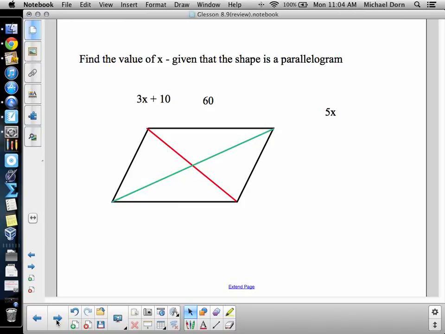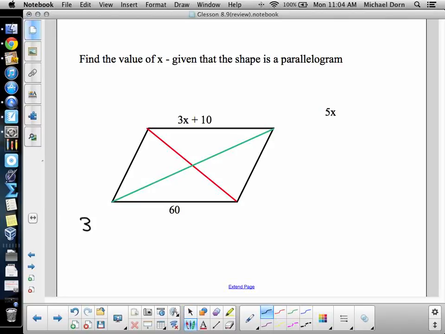Let's just take a look at this. Find the value of x given that the shape is a parallelogram. What I've got here is all sorts of different things we can do, and all different ways we can set up equations. So let's just start here. What would the equation look like in that case? Okay, 3x plus 10 equals 60, because opposite sides are congruent.